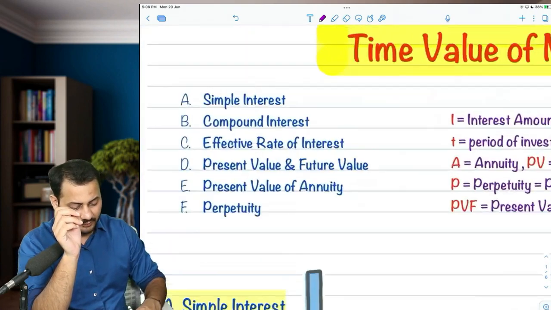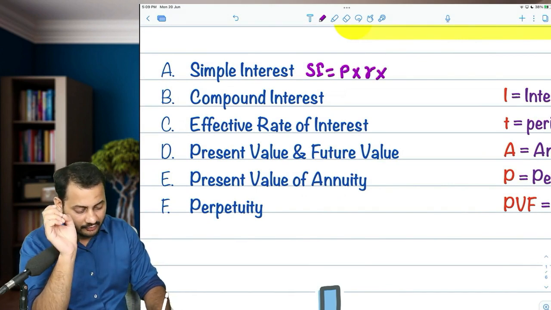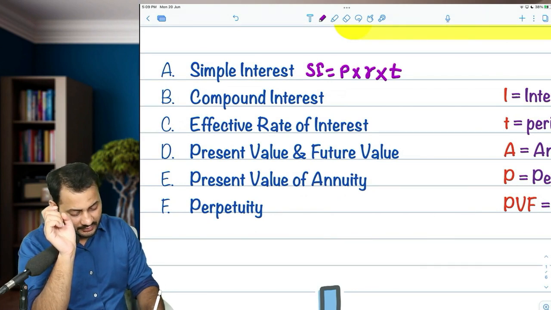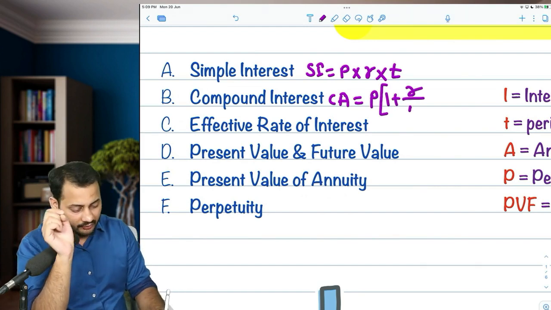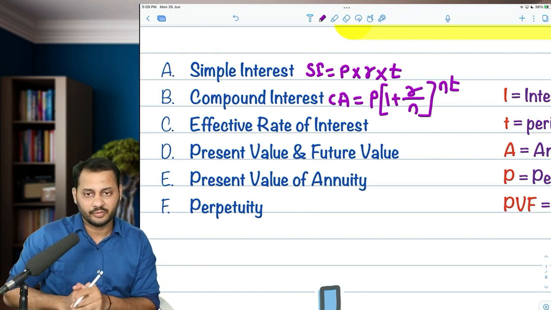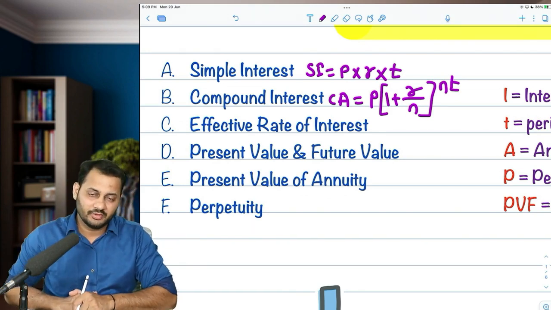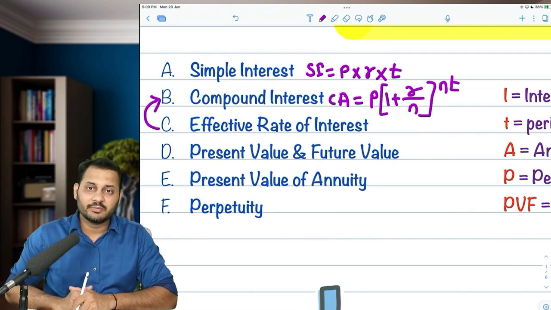Till now we have covered 2 concepts. Please understand, I am revising it. Simple interest is equal to principal into rate of interest into time. Compound interest, or we can say compound amount, is equal to principal in bracket 1 plus rate of interest per annum divided by number of compounding per annum, to the power number of compounding per annum into number of years. Okay. Now comes the third part called the effective rate of interest, and that will be easy to explain to you if you have understood the concept of compound interest.